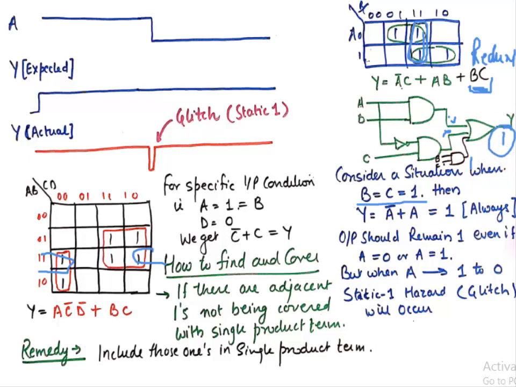So there is a trade-off between making a hazard-free circuit and a minimized circuit. A minimized circuit does not have redundant terms. However, in order to remove glitches, we might need to include redundant terms. So that was it for static 1 hazard, where a 1 was expected at the output but a glitch occurs.